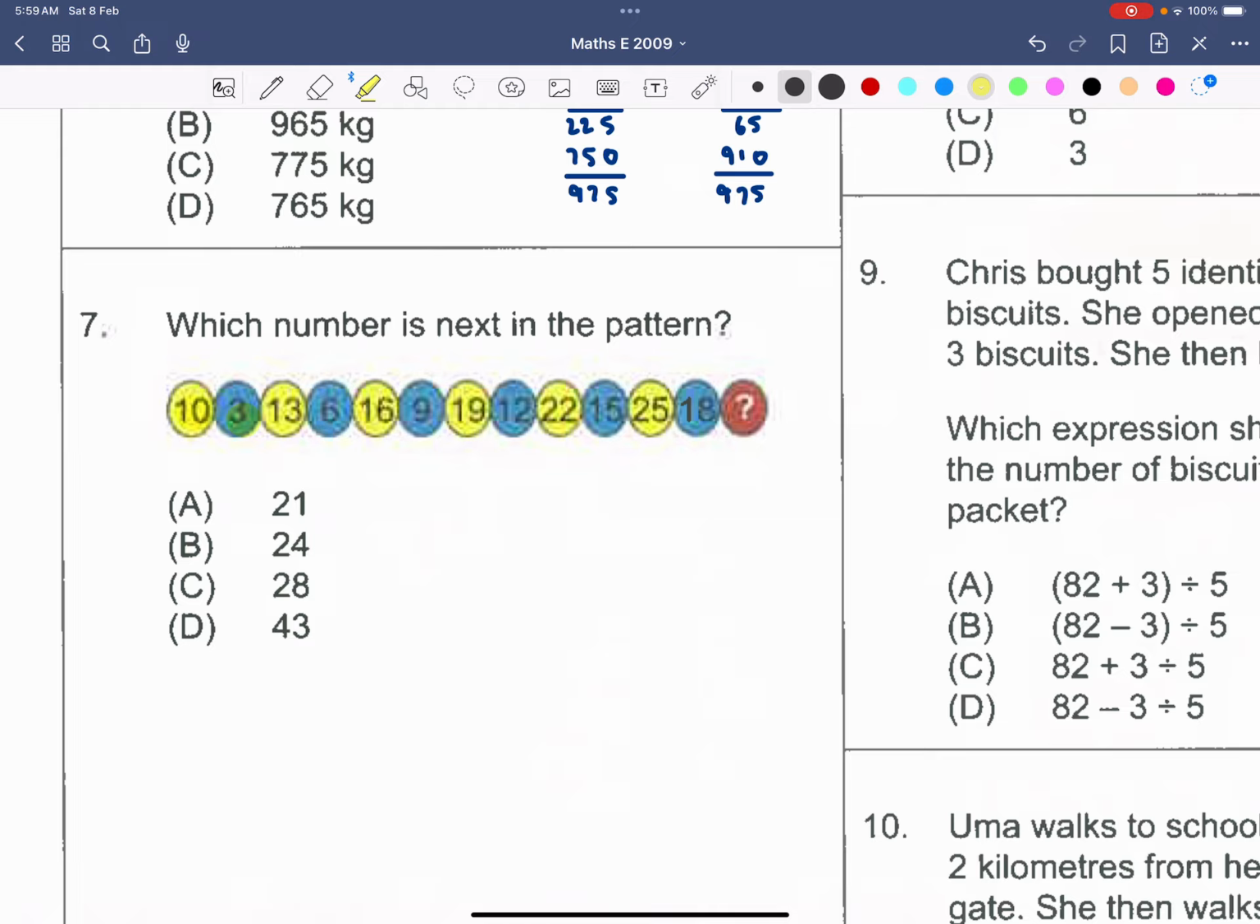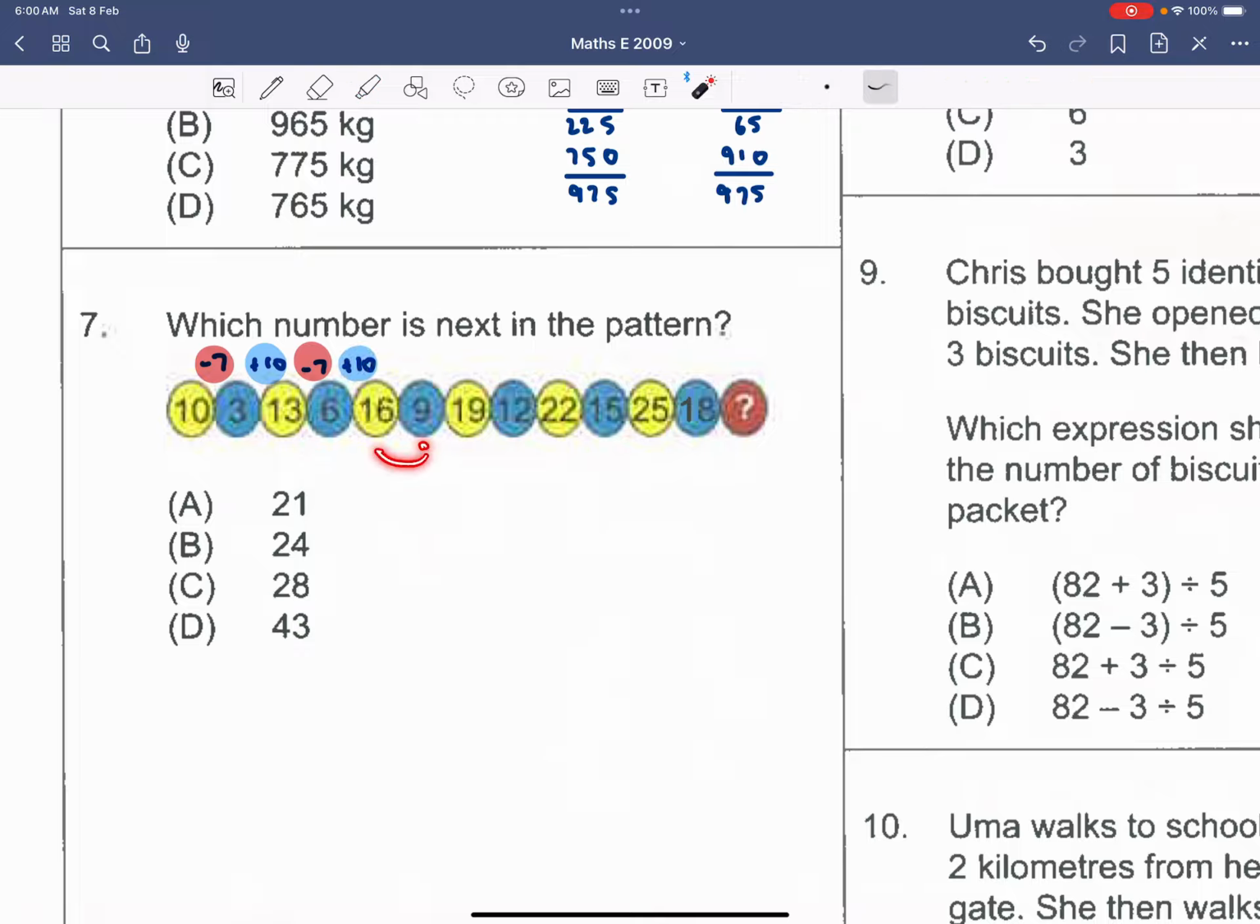10 and then 3 next. So it looks to me like they've done minus 7. And then 3 to 13, that's plus 10. 13 to 6 is minus 7. But then 6 to 16 is plus 10. There you go. I can notice the pattern. Notice what they're doing. Each time they're doing a minus 7 followed by a plus 10. Minus 7 followed by a plus 10.